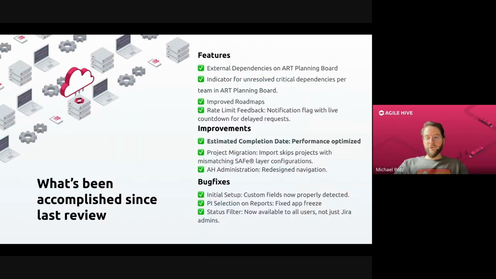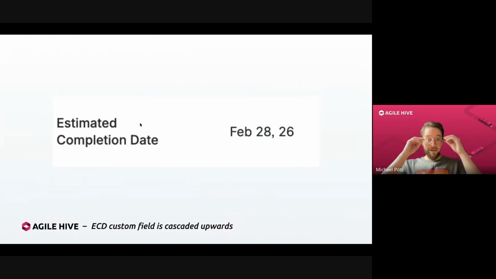Yeah, speaking about performance again, the estimated completion date custom field is now being calculated in a cascading way upwards. Up until this point, it did not matter on which level you were. If you were on portfolio level, it would traverse all the way down to all the team issues to calculate the estimated completion date for that portfolio epic. But now it just looks into the layer above it.